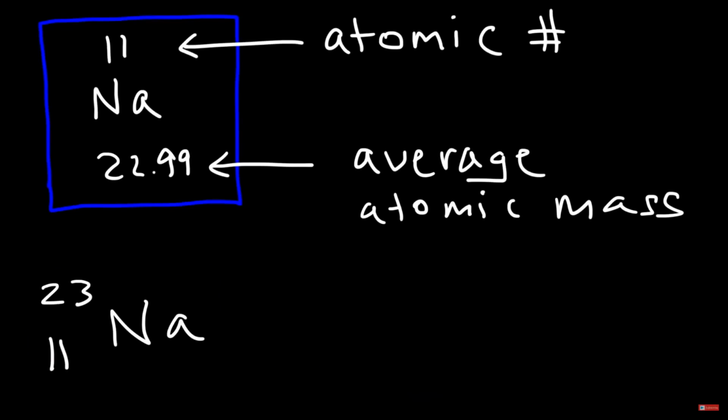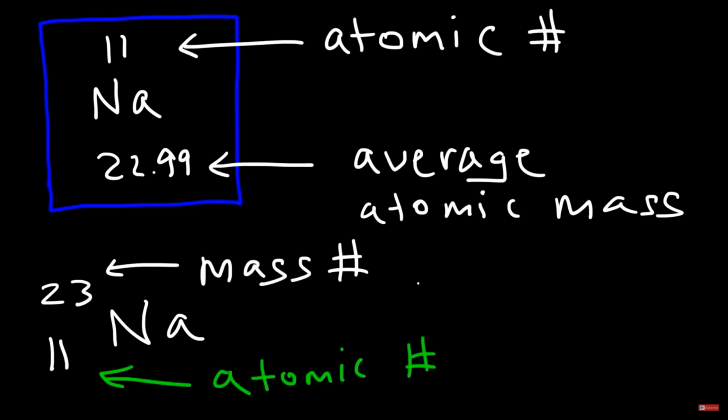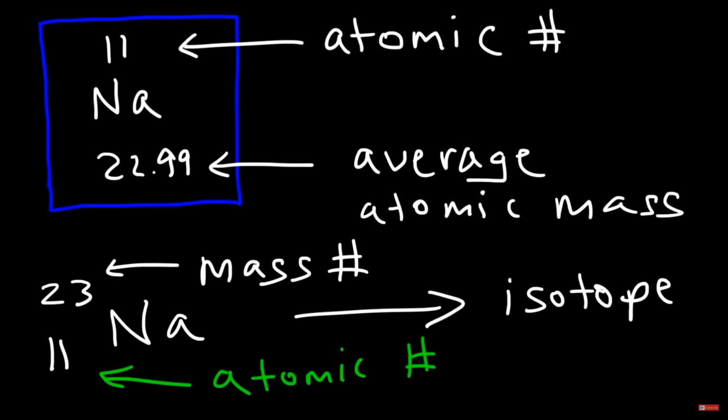Now in this format, you can see that the atomic number is on the bottom. The number on the top, notice that it's not the same as 22.99. In fact, it's rounded. This is not the average atomic mass, but rather it is the mass number. So this is a specific isotope of sodium. If you average all of the isotopes of sodium on Earth, you're going to get this number. So because that number is close to 23, this is the most abundant isotope of sodium on the Earth.